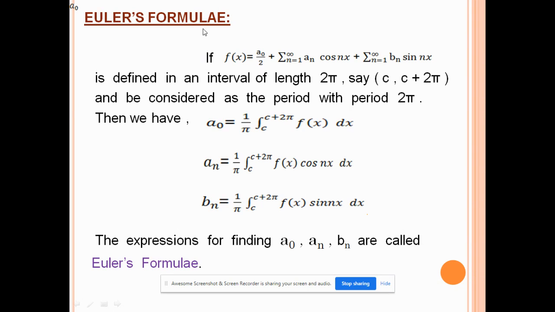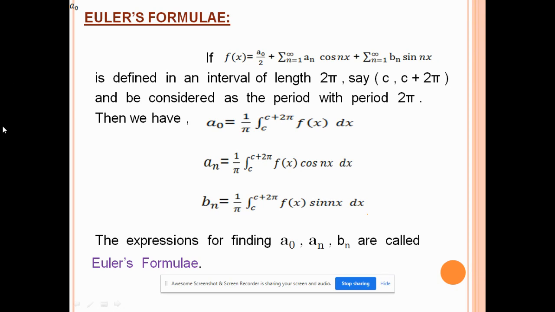Next is Euler's formulae. If f of x is equal to a naught by 2 plus summation n running from 1 to infinity an cos nx plus summation n running from 1 to infinity bn sin nx, means this series is defined in an interval of length 2 pi.